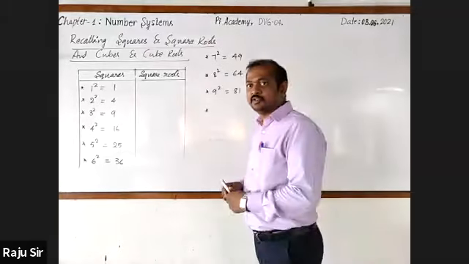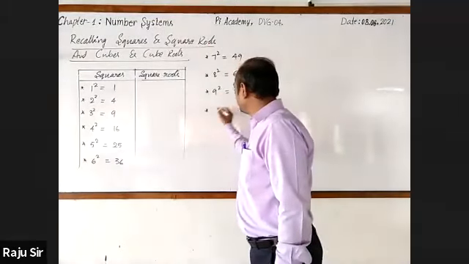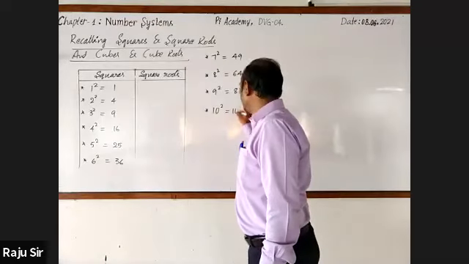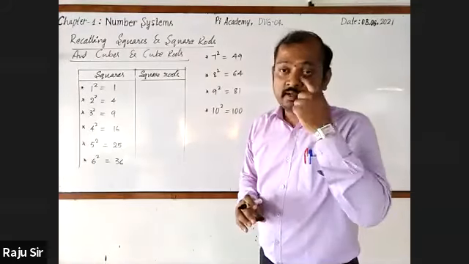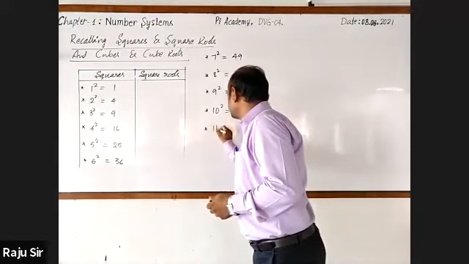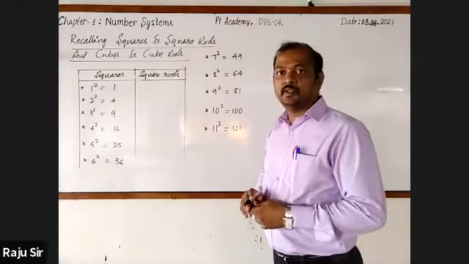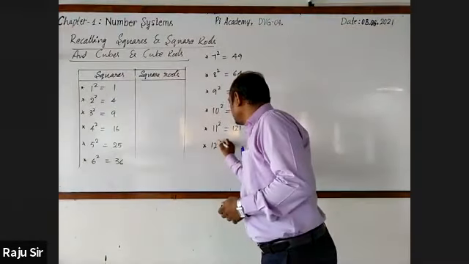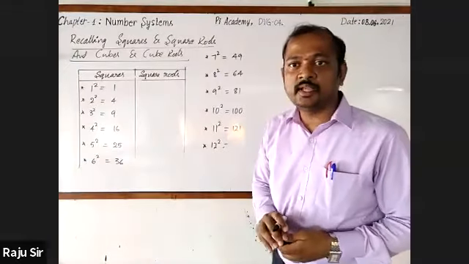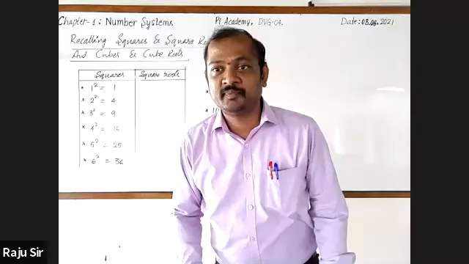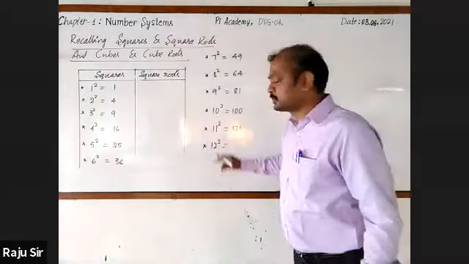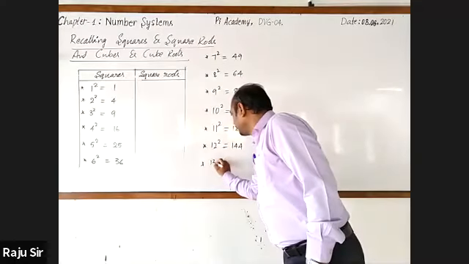Okay. Continue writing. 9 square is over. 10 square, 10 tens are 100. Next, 11 square, 11 elevens are 121. 12 square, 12 twelves are, sorry, 144. Fahim, what is 12 square? 144. 13 square. 169.